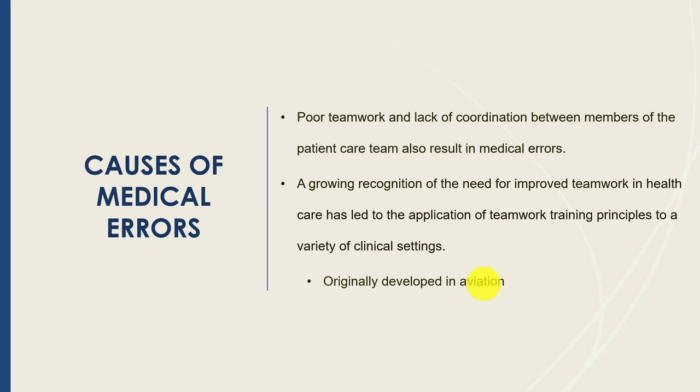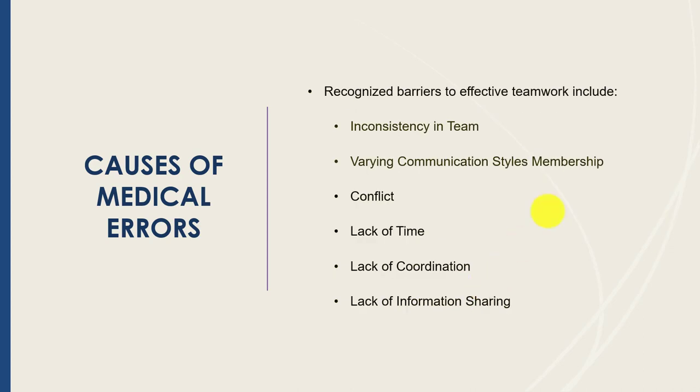So what are some of the recognized barriers of effective teamwork? Well, that includes inconsistency in team membership, right? When you're having different people who are composing your team and not the same people that you are working with all the time, it's a barrier to getting a really cohesive team structure, followed by lack of time, lack of information sharing, hierarchy.